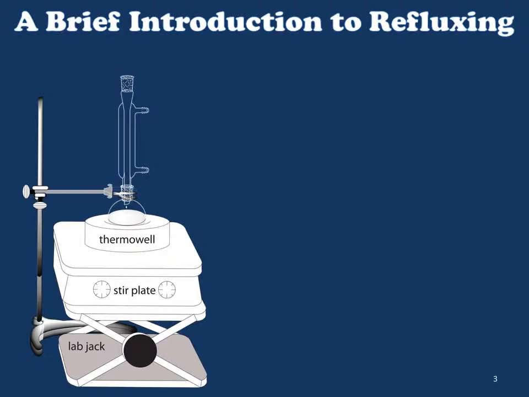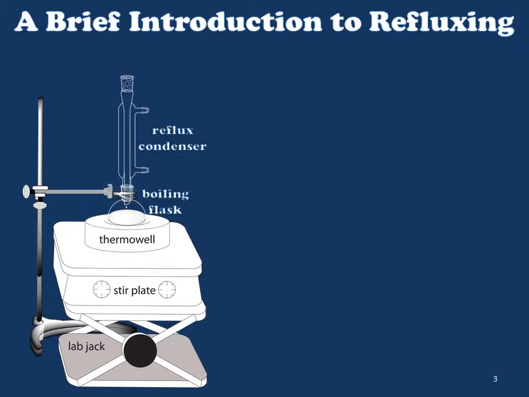The apparatus depicted in this slide shows, as usual, a lab jack with adequate clearance holding a stir plate underneath of a thermowell. So when the lab jack is lowered, the heat source will be removed. The remainder of this apparatus consists of a boiling flask, which is clamped in place since it's the lowest piece of glassware, and a reflux condenser, which is also usually secured with a second clamp, though it's not shown in this demonstration.